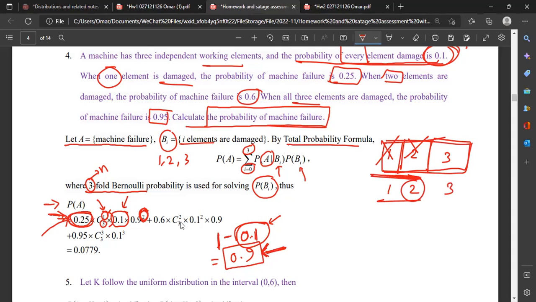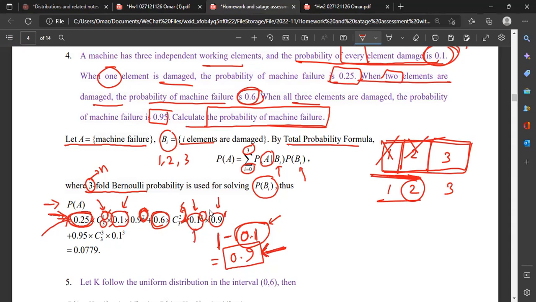So 3 out of 2, okay. And then for their corresponding probability 0.6 here, right? When two elements are damaged, the probability of machine failure is 0.6. So 0.6 times 2 out of 3, and then multiplied. Now you see, if two of them are damaged, so all of them are good. So 0.9 to the power 1 times, and all of them are good, but two of them are not good, right? So then times 2 of them, right? 0.1 to the power 2.